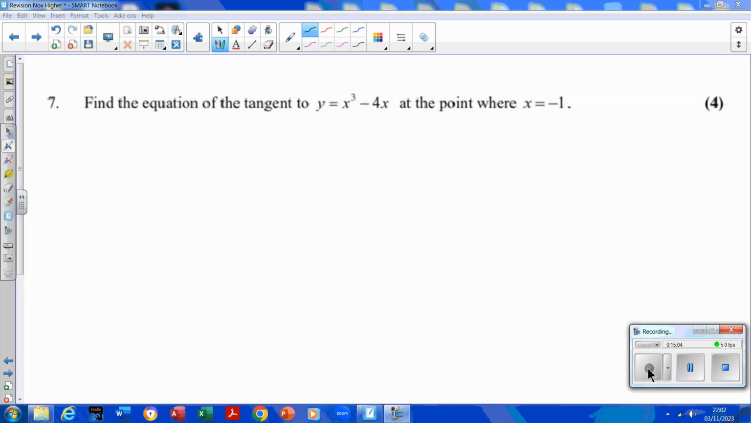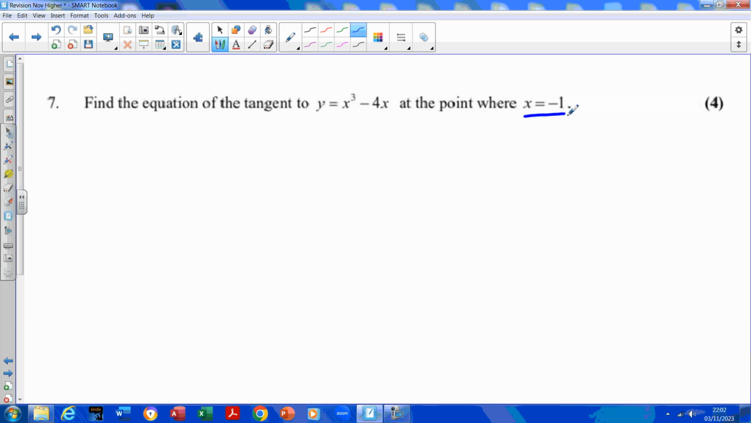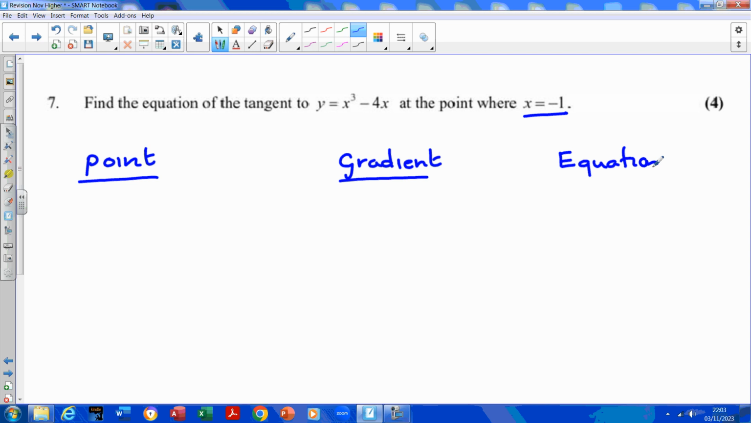Now what happens is they tend to just give you the x coordinate of the point. There we've got it there. So we want to find the equation of the tangent to that curve. So we'll do point, we'll do gradient, and then we'll work out the equation. Okay. So first thing we're going to do is we know that x is equal to -1.